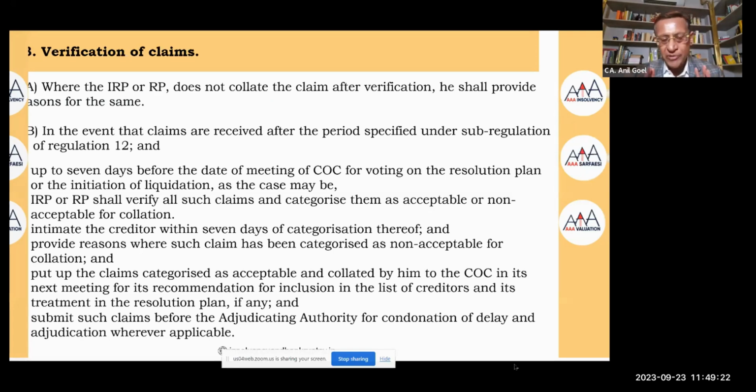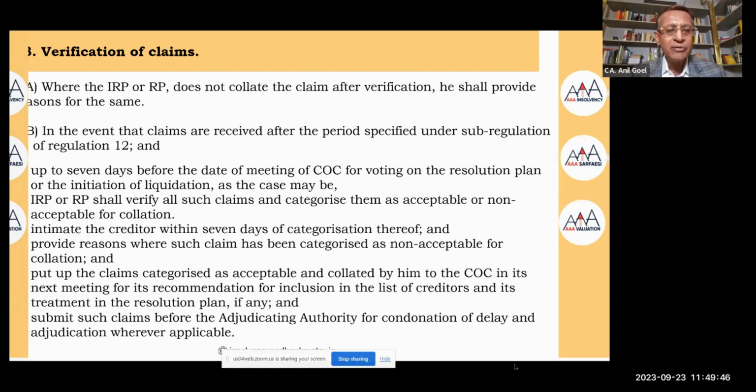Most of the RPs I have seen were keeping the claims under verification for a huge period, sometimes for a larger period. That is checked here: the RP has to provide reasons for not collating the claim after verification. The RP has to reject or accept. The RP has to collate the claim.